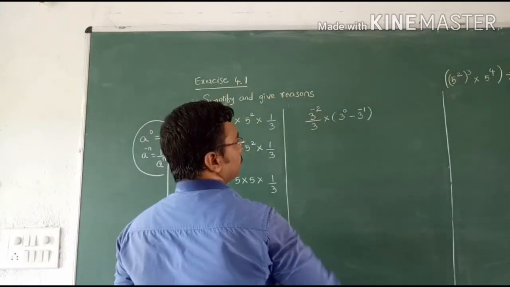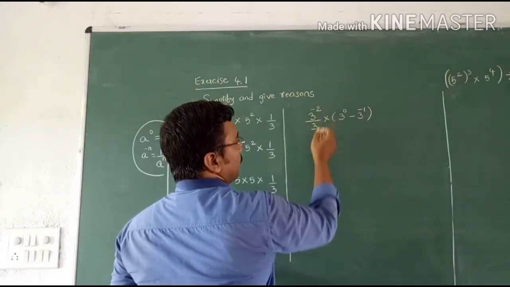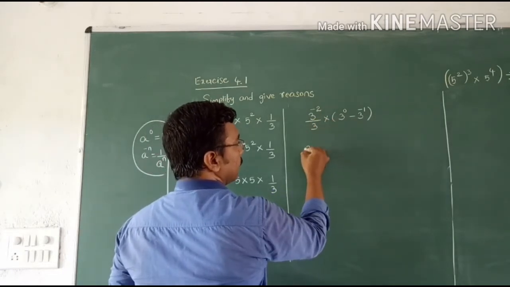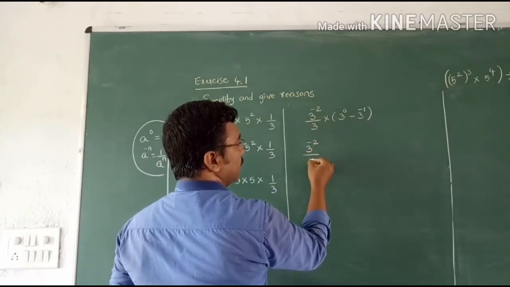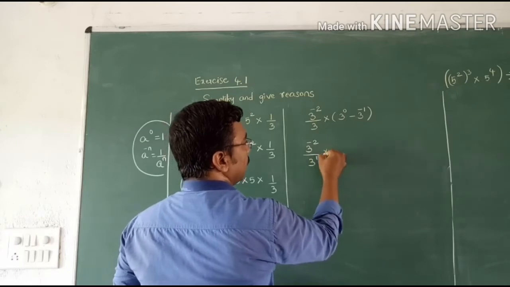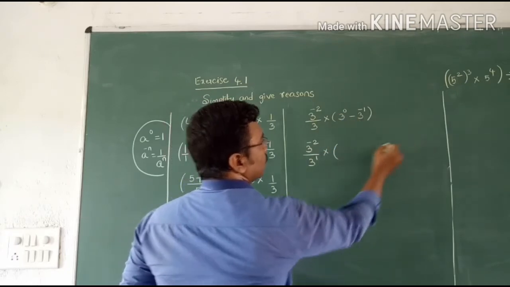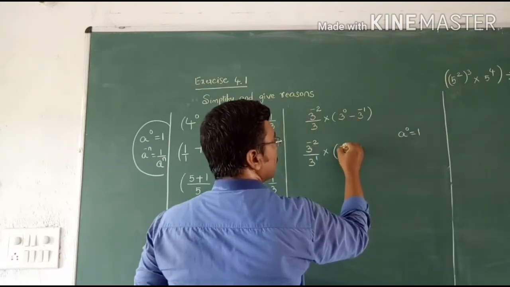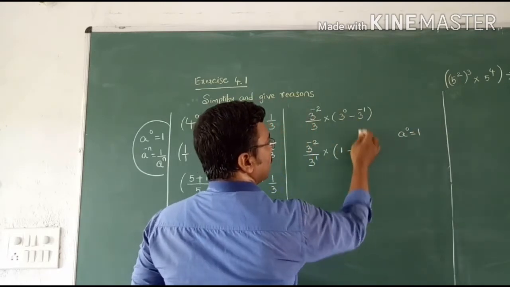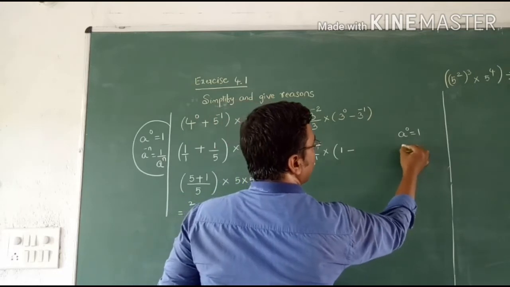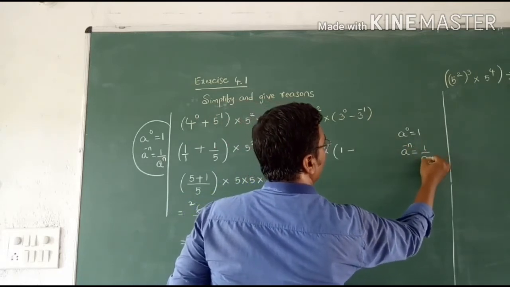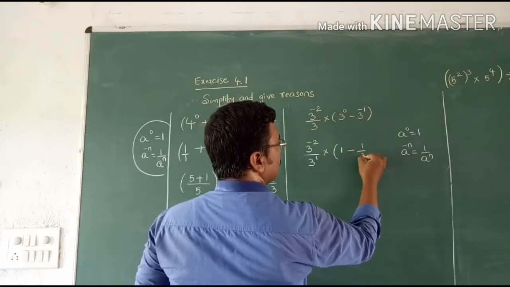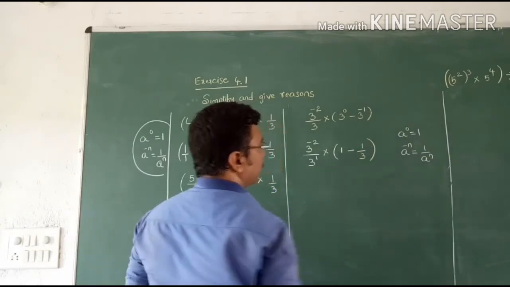See here, 3 power minus 2 by 3 power 1. I am writing 3 power minus 2 by 3 as nothing but 3 power 1 into 3 power 0. A power 0 is equal to 1. So 3 power 0 is equal to 1. Minus 3 power minus 1. A power minus n is equal to 1 by a power n. So 3 power minus 1 is written as 1 by 3.